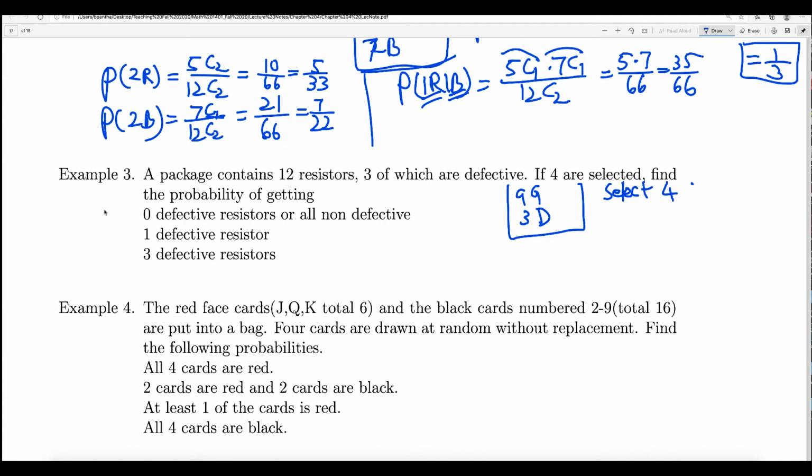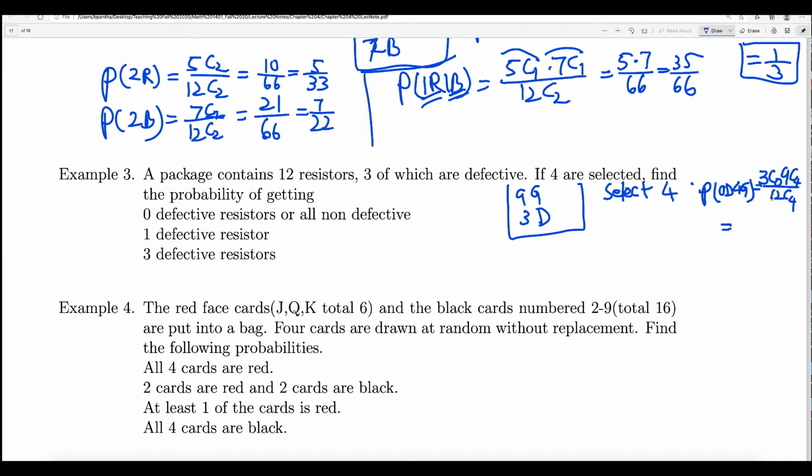How do I do that? It will be the probability of 0 defective. Let me do it here. The probability of 0 defective is the same as all 4 picked being good, right? So how many ways can you do that? You are picking 0 out of 3 and then 4 out of 9, right? 9C4 over 12C4. That's what you do.